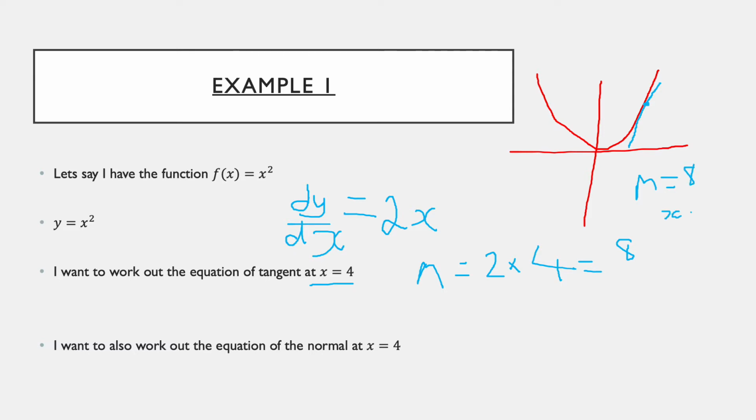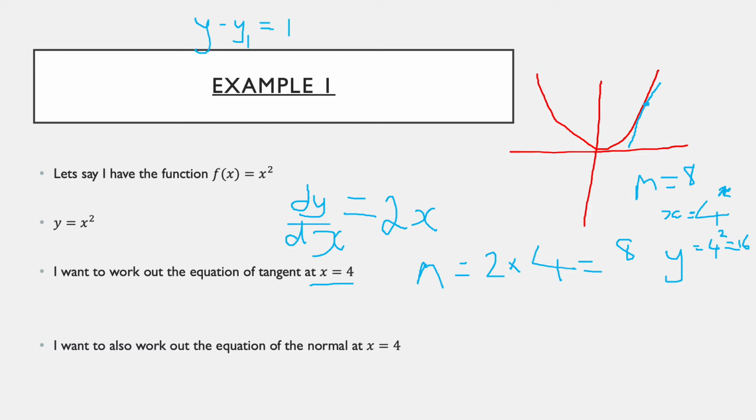So I sub x equals 4 back into f of x, or y equals the function of x. So y equals 4 squared, which is 16. So I've got my coordinates and I've got the gradient. I'm going to use the formula y minus y1 equals m brackets x minus x1. It's using this formula here.